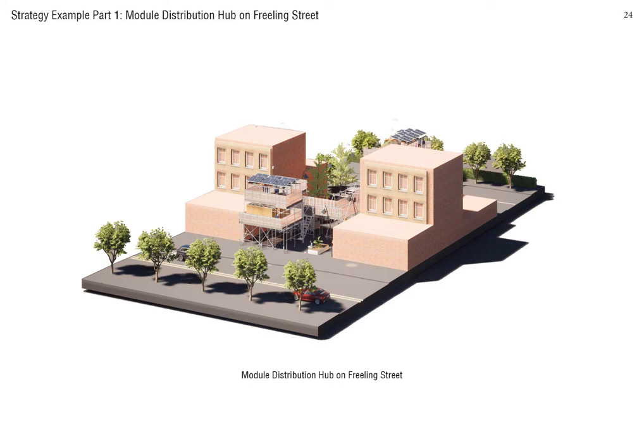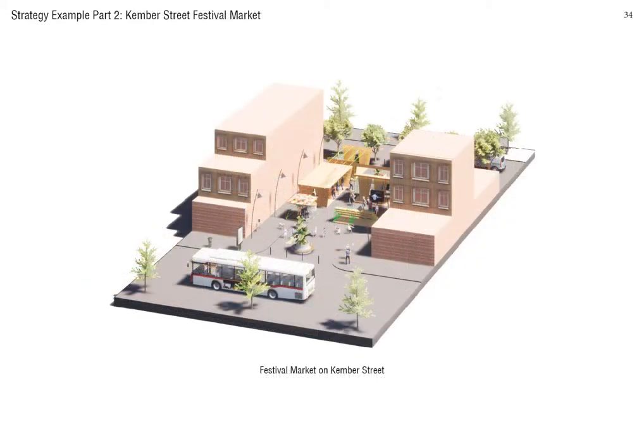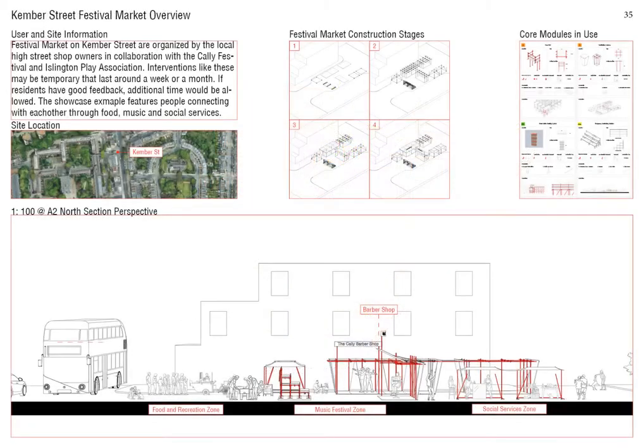Now I'll explain 2 more examples that are showcased in this strategy. The second example is the Kimber Street Festival Market. Here is the festival market overview. The user example would be the high street shop owners. They'll be collaborating with Cali Festival Organization and Islington Play Association.